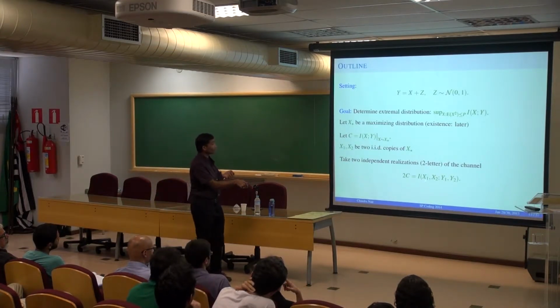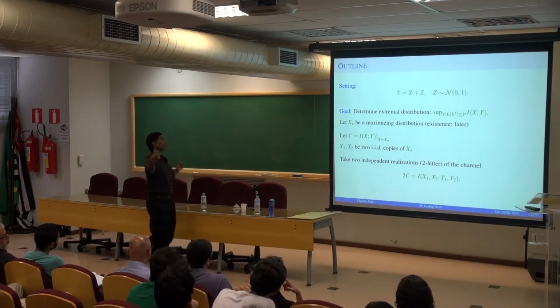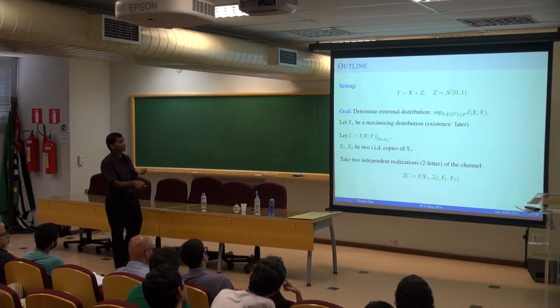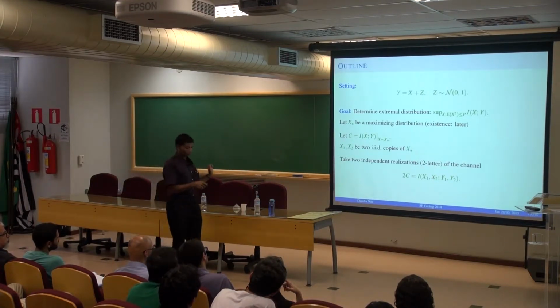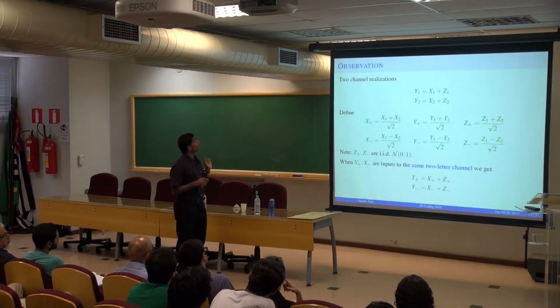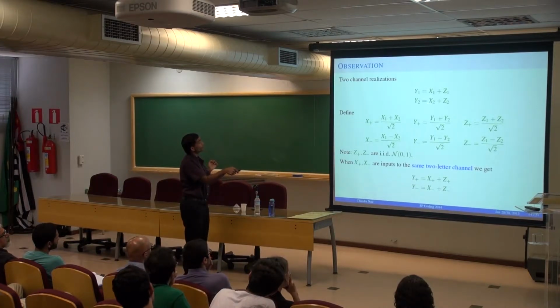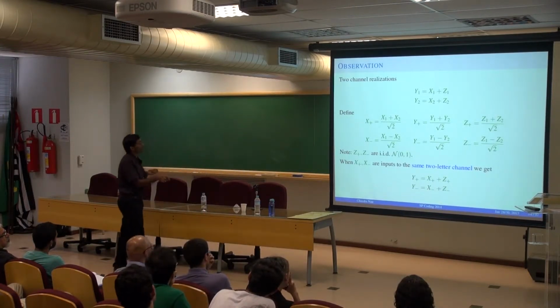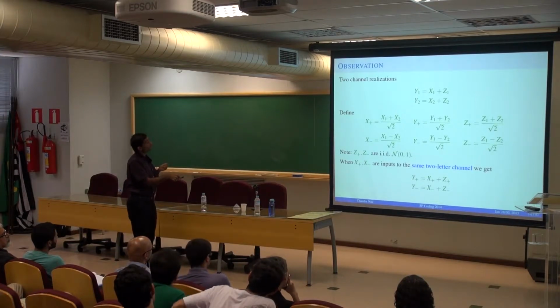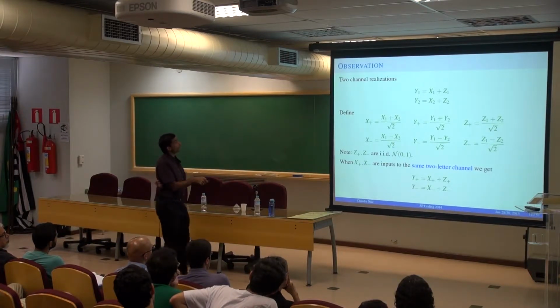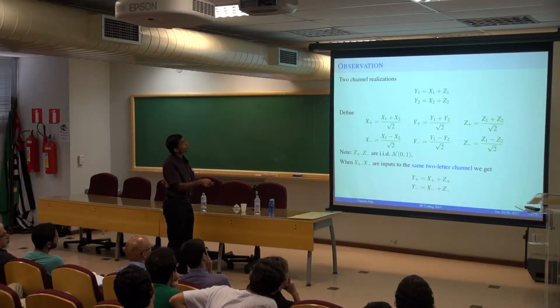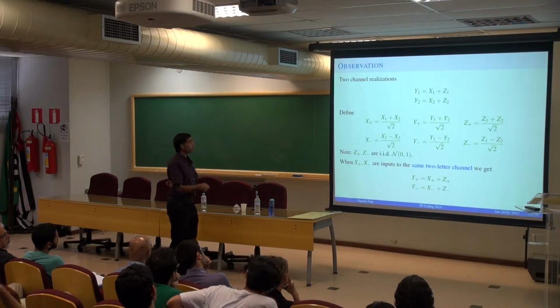Why? Because (x1,y1) is independent of (x2,y2), and therefore it just breaks apart and you get the additive property, so 2C is I(x1,x2;y1,y2). So far so good. What is the next step? This is a two-channel realization: y1 is x1 plus z1, y2 is x2 plus z2. I'm going to define two random variables x plus as (x1 plus x2) by root 2 and x minus as (x1 minus x2) by root 2, y plus as (y1 plus y2) by root 2, y minus as (y1 minus y2) by root 2, and z plus as (z1 plus z2) by root 2, z minus as (z1 minus z2) by root 2. What do I know?